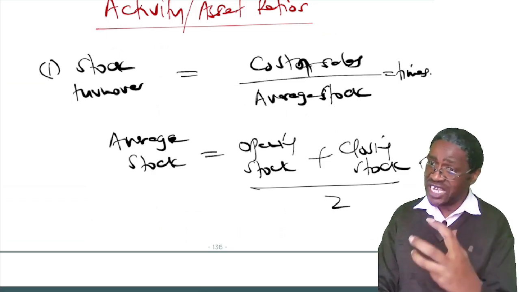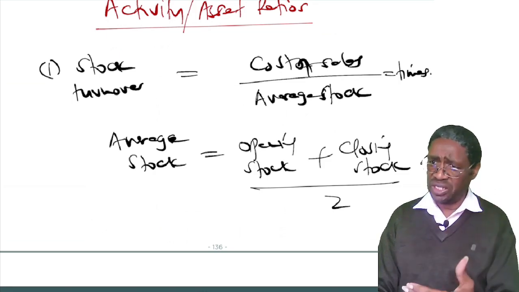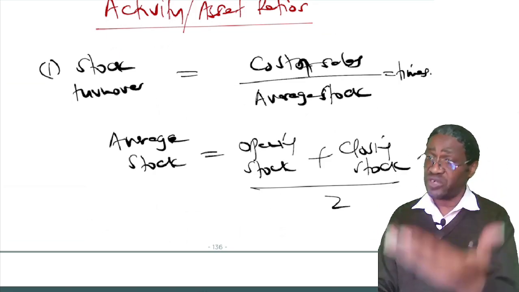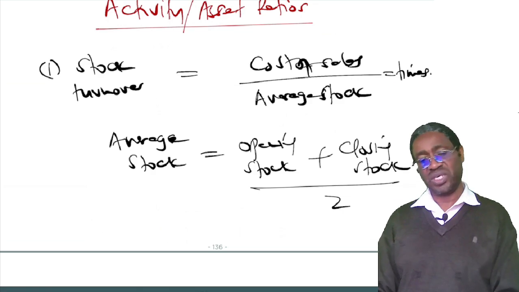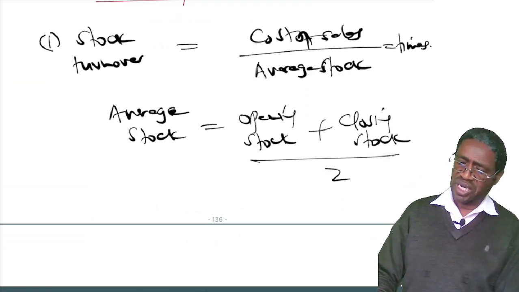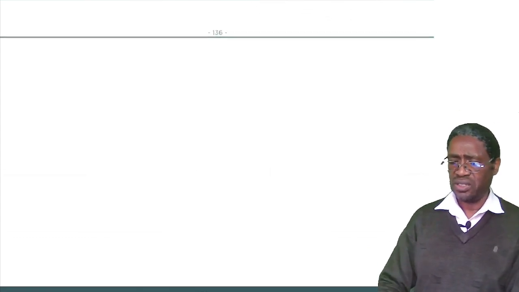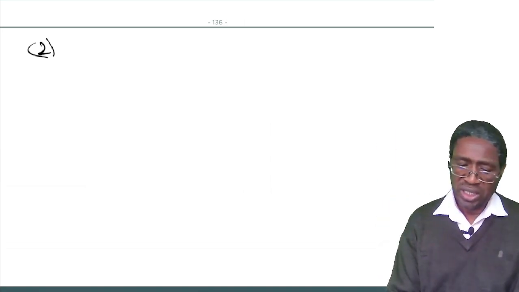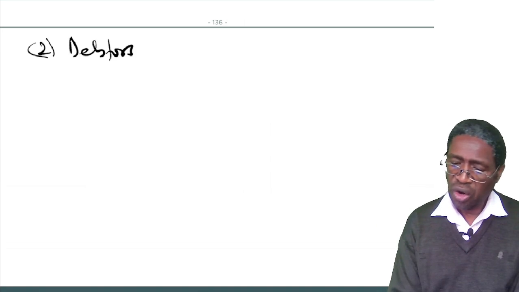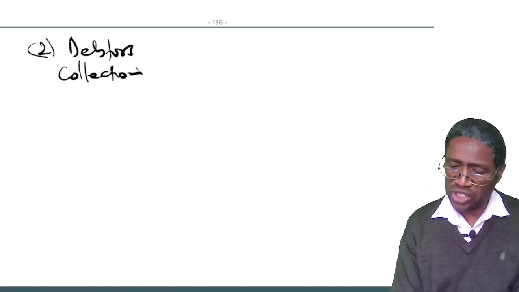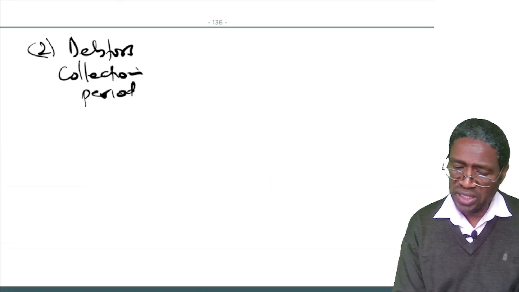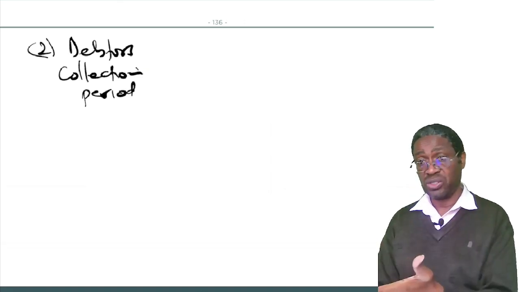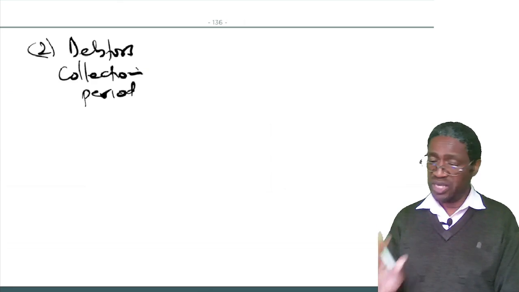It is a ratio that indicates to you how many times as a business you are able to turn your stocks into sales. And we are saying the higher the number of times, the better the firm. Okay? Good. That's one. Let me discuss the second one first before we put down the formulas. The second activity ratio is what we call debtors collection period. Or some books would call it trade receivables. You know, debtors are also called trade receivables. Let me explain.